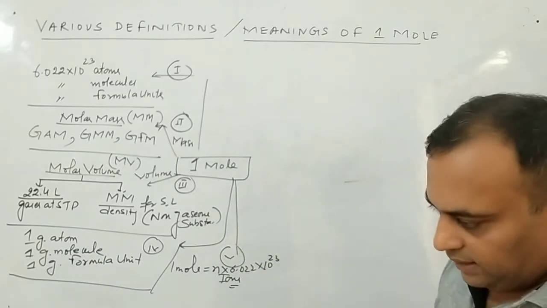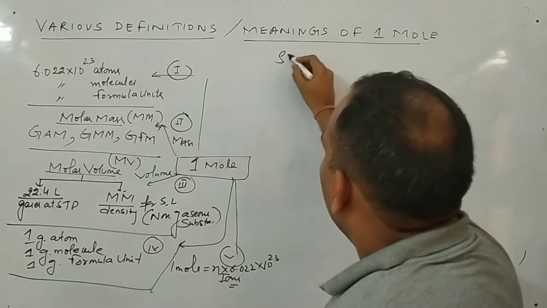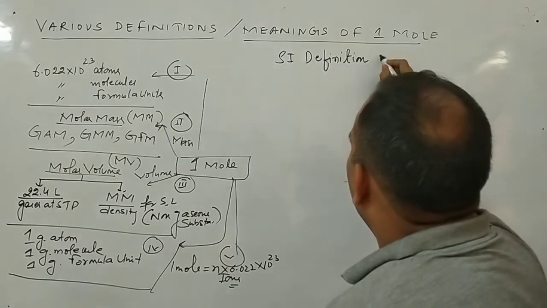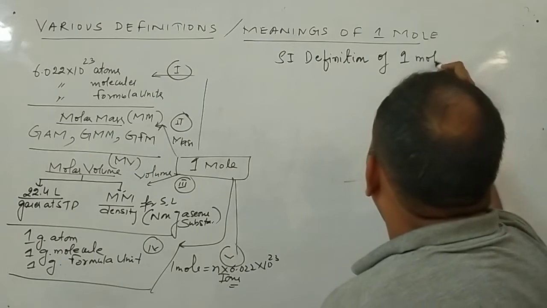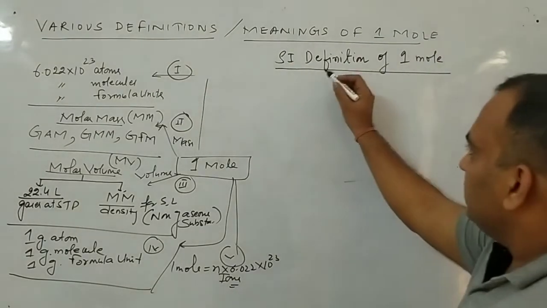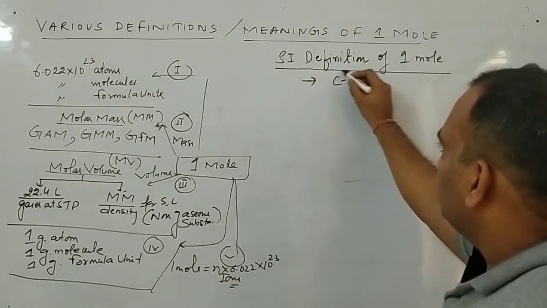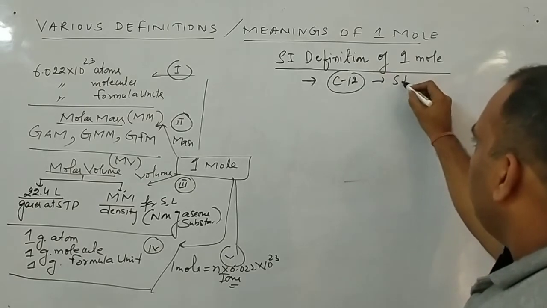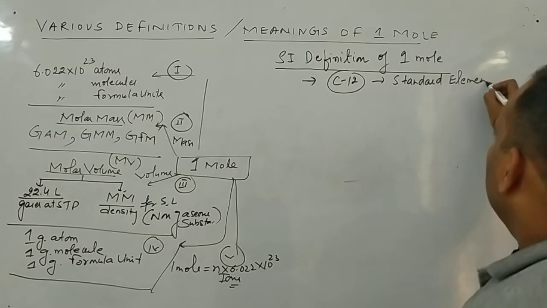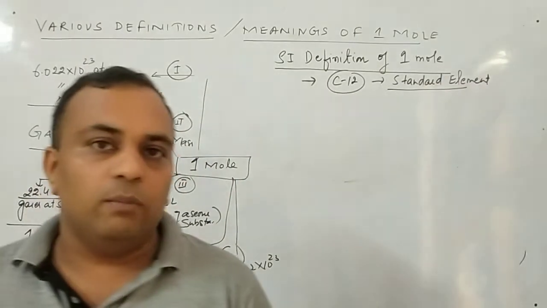Okay. Now the next one. Before I go to the formulas, we have to do the SI definition of 1 mole. SI definition of 1 mole means this definition is in relation to C12, because C12 is our standard element. Remember, C12 is our standard element, so we have to define 1 mole in terms of carbon 12.